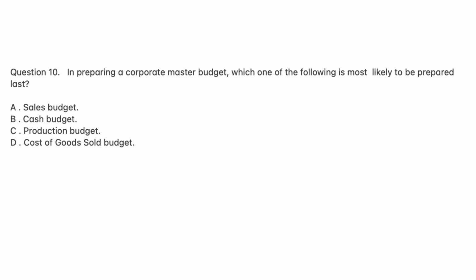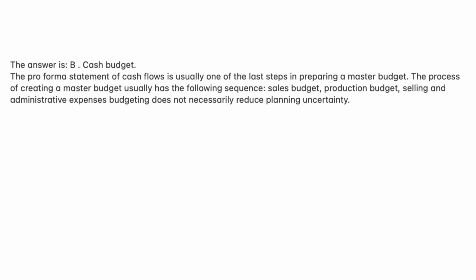Question 10. In preparing a corporate master budget, which one of the following is most likely to be prepared last? A. Sales budget. B. Cash budget. C. Production budget. D. Cost of goods sold budget. The answer is B. Cash budget. The pro forma statement of cash flows is usually one of the last steps in preparing a master budget.